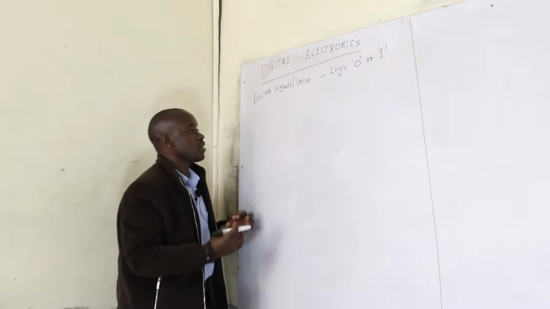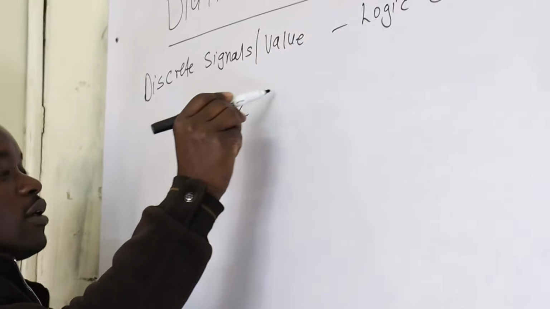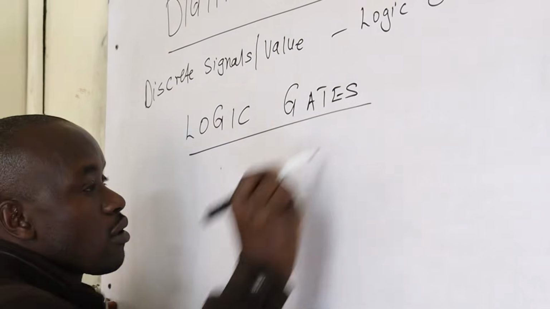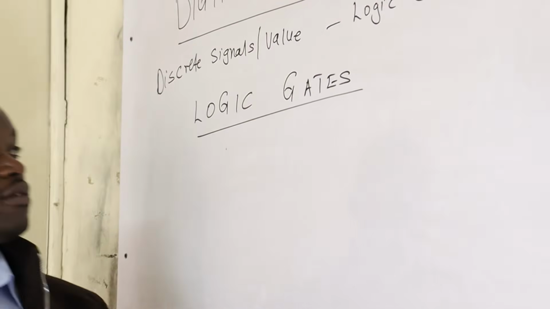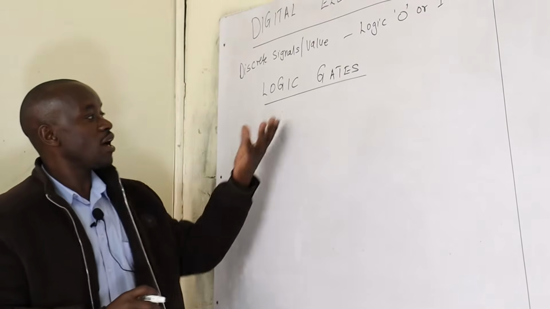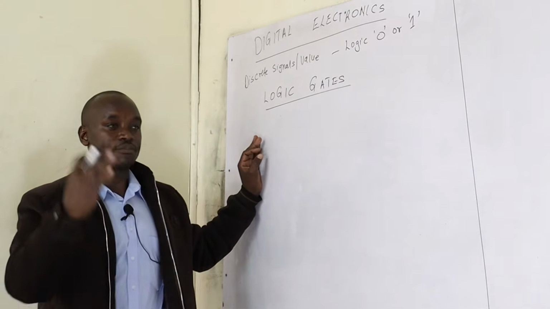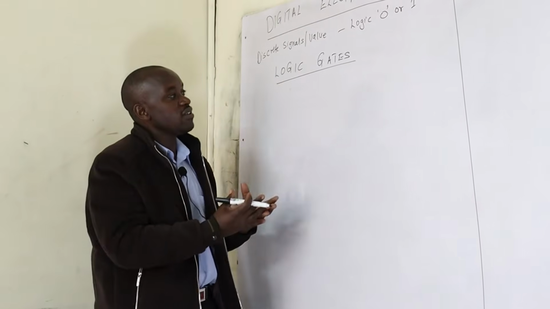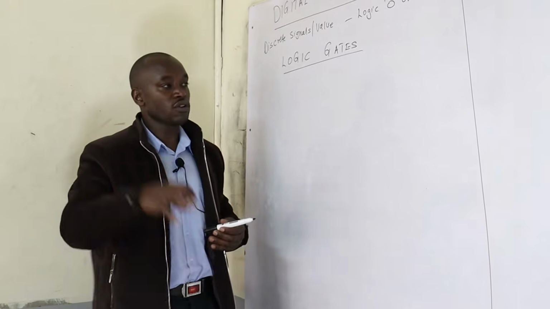Our topic today, under digital electronics, is what we call logic gates. A gate, as we understand the term, is something which enables somebody to enter in or to go out. A logic gate is basically a building block of any digital system. It is the simplest building block, the basic element used to build a digital system.